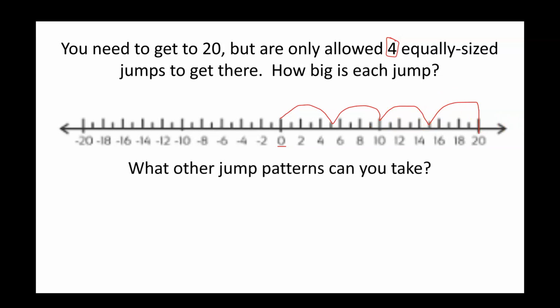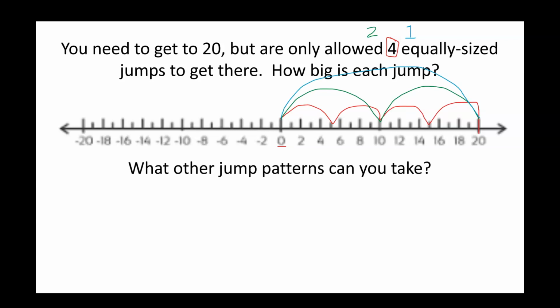What other jump patterns can we use to get from 0 to 20? Well, what if we're only allowed to take 2 equally sized jumps? Then each jump would be 10 steps. First from 0 to 10, then from 10 to 20. How about if we're only allowed to take 1 jump? Well, that big single jump is going to take us directly from 0 to 20.